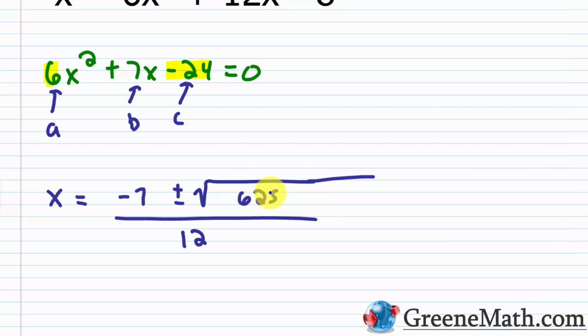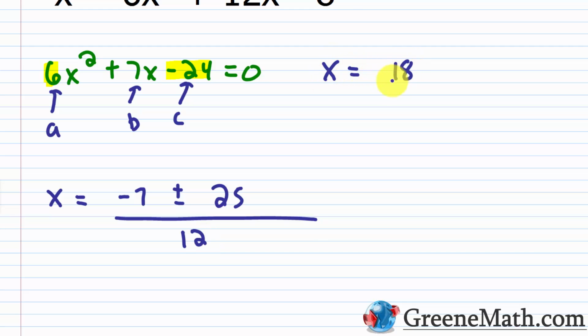Okay, so the square root of 625 is 25. So that's pretty easy. So we have two solutions here. You've got x equals -7 plus 25, which is going to be 18 over 12. So one solution is that x equals 18/12. You can, of course, reduce this. Each is divisible by 6. 18 divided by 6 is 3. 12 divided by 6 is 2. So one solution is x equals 3/2.